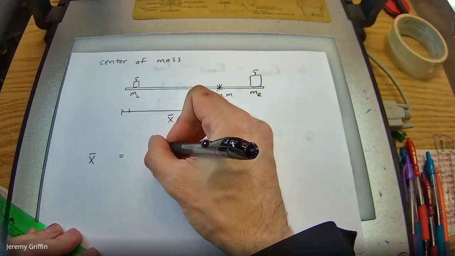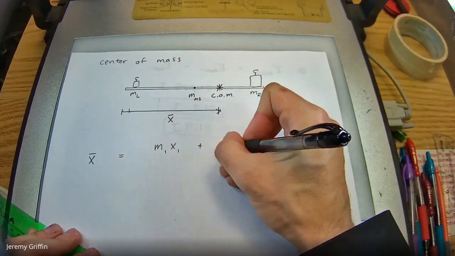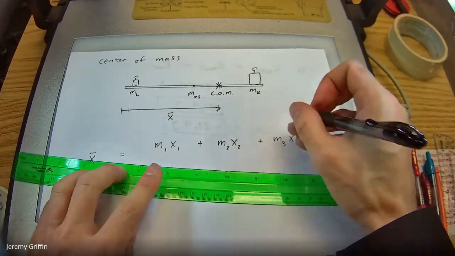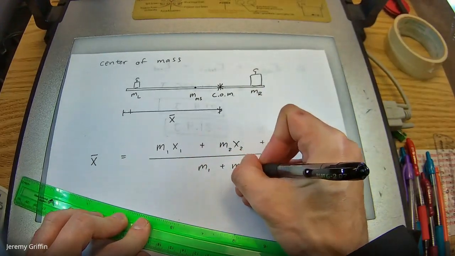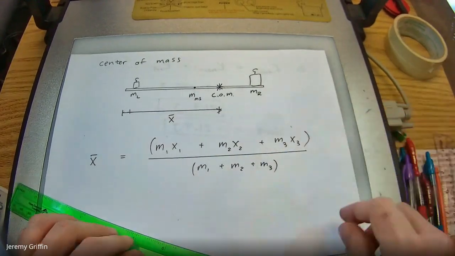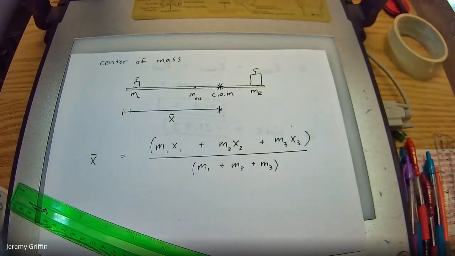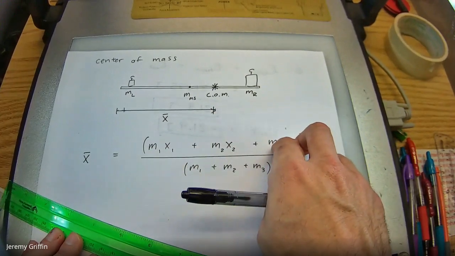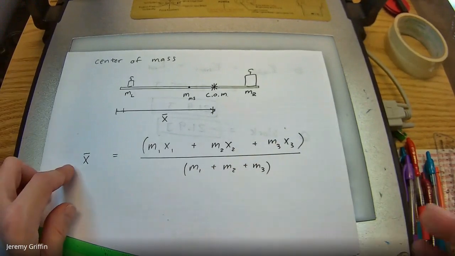mass 1 times location 1, plus mass 2 times location 2, plus mass 3 times location 3, all divided by the sum of the masses. I know that doesn't exactly match my picture, but you get the idea. Say mass 1, mass 2, mass 3. The meter stick could be mass 2. So we've got mass times location for each individual bit, all added up. Then if you divide by the sum of the masses, you're left with some kind of location value.